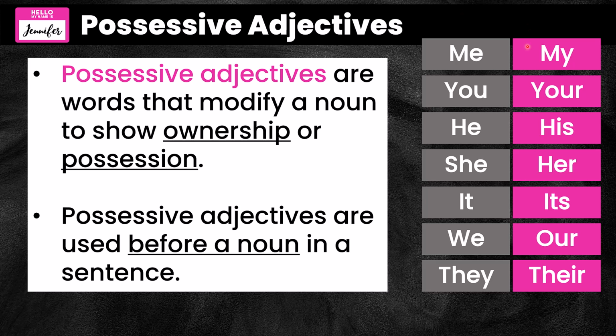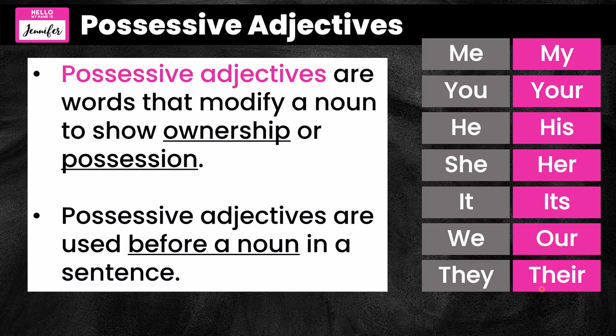For example, my bike is blue. Your cat is cute. Notice that its does not have an apostrophe. We use it when we're talking about an object or most animals. So for example, its claws are sharp. We would use the possessive adjective its, and there is no apostrophe. It apostrophe S is a contraction for it is or it has.